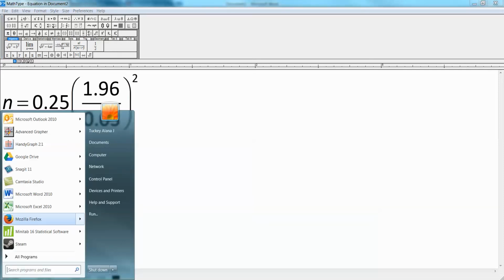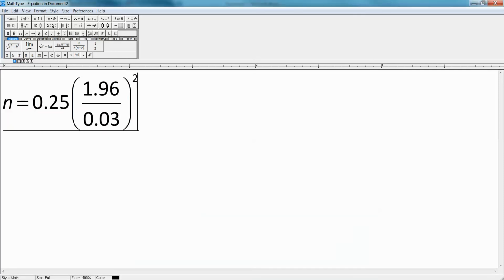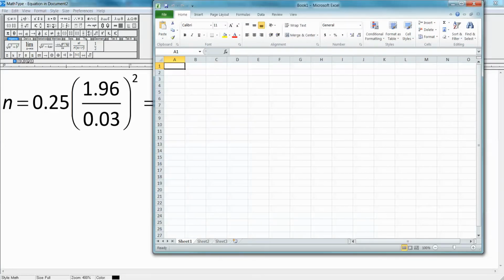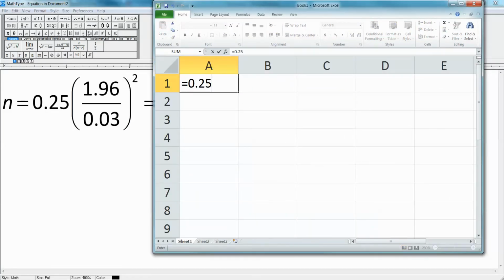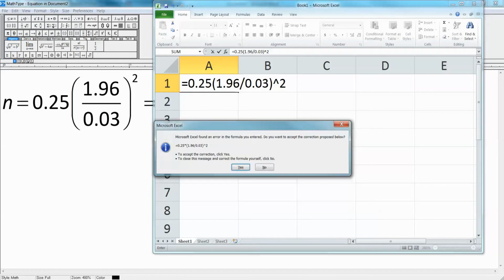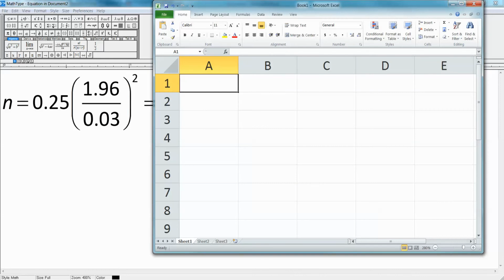And then I'm just going to grab Excel real quick and make it calculate this for me. So equals 0.25 times 1.96 divided by 0.03 squared. Actually, you know what? If I was smart, I would make this 95% confidence, so this is 0.95. I'm going to prove something to you guys here.